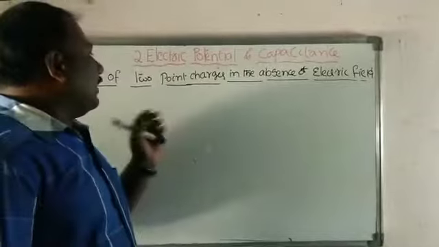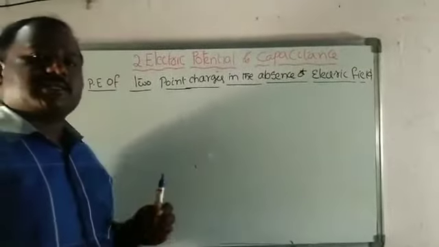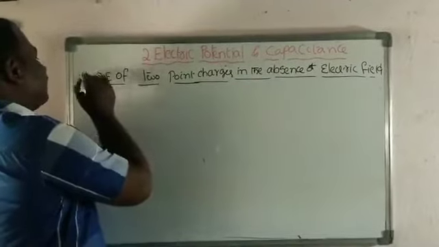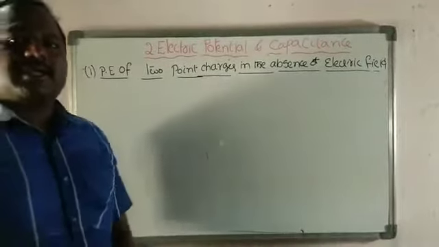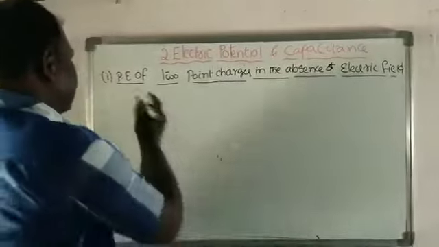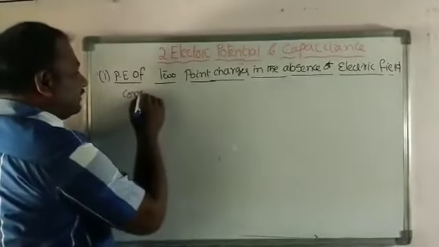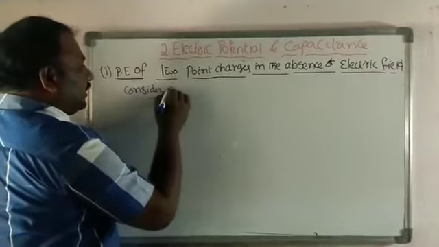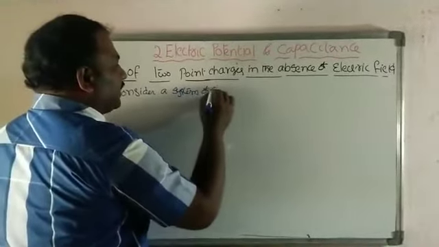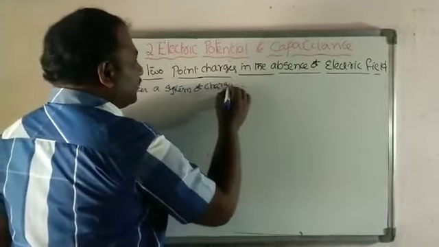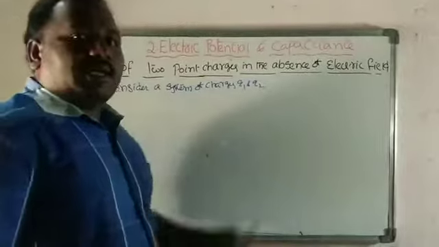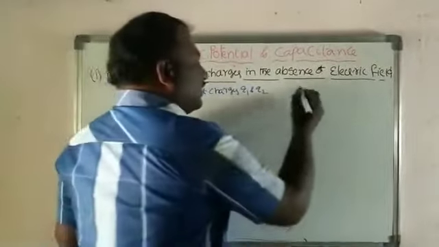Now see, the potential energy in the absence of electric field. I take the first one, a 2-point charge system, meaning I take a system which has only 2 point charges. That is, consider a system of charges Q1 and Q2.